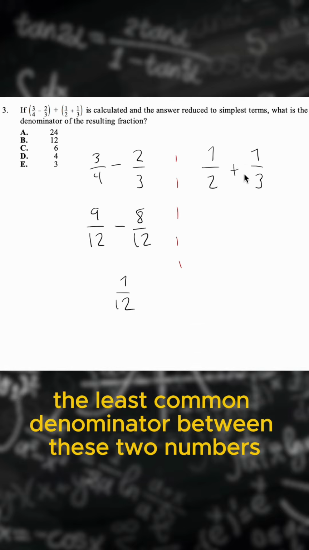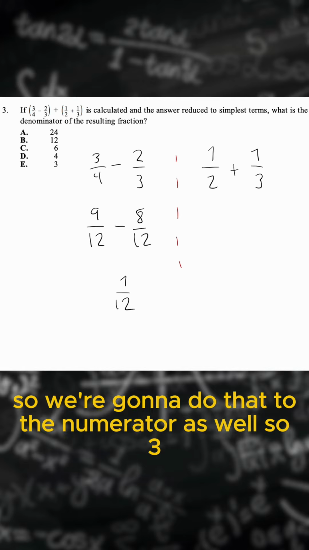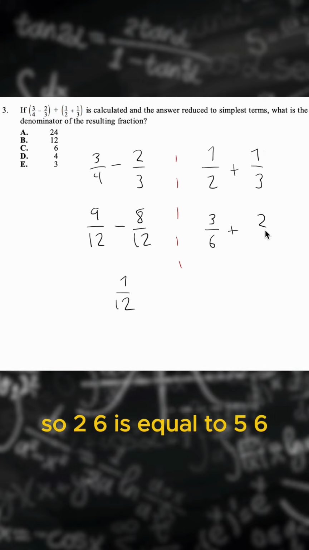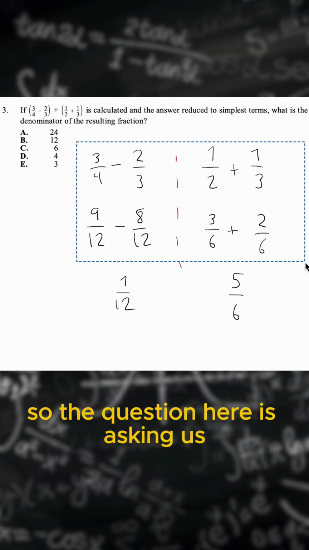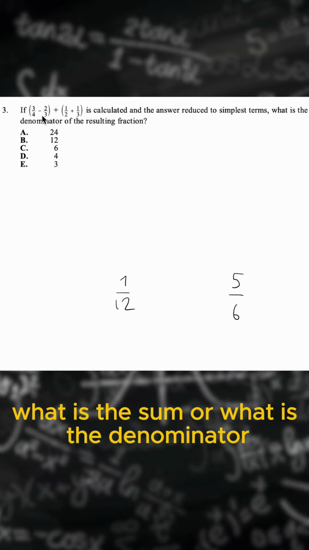So the least common denominator between these two numbers is 6. So to get from 2 to 6, we need times by 3. So we're going to do that to the numerator as well. So 3/6 plus, here we need times by 2 to get to 6, so 2/6 is equal to 5/6. So the question here is asking us what is the sum, or what is the denominator.